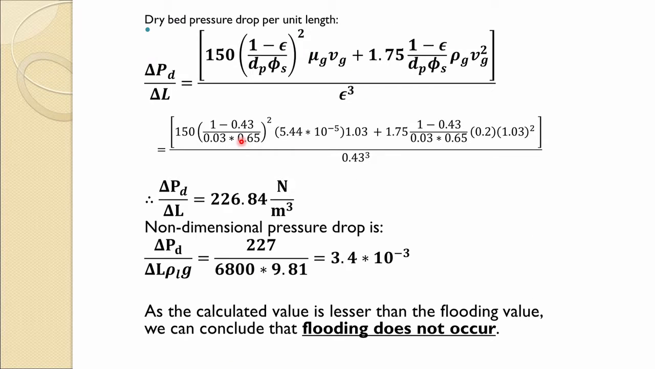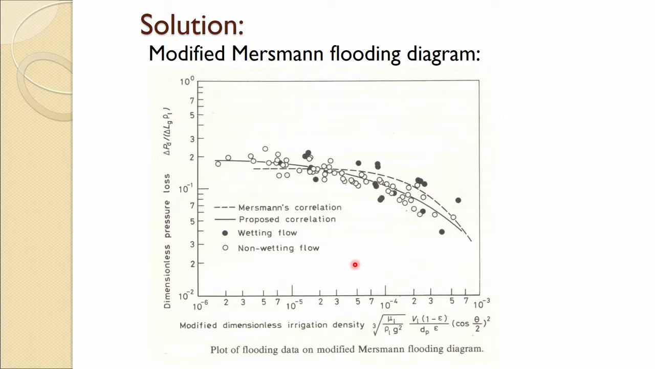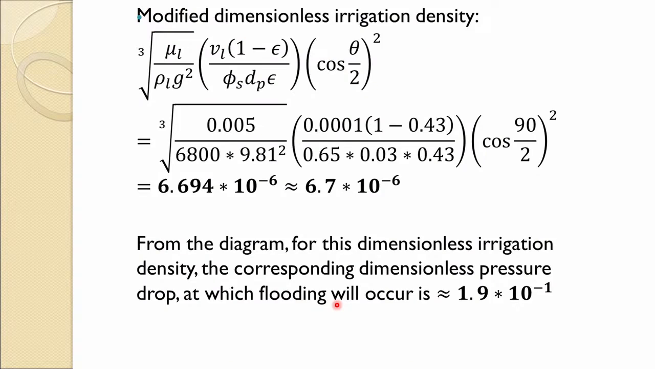But our calculation shows the pressure drop is 3.4 × 10^-3, which is really coming somewhere way below here. So, we are operating somewhere here, which is quite below the flooding limit, and we are very safe in that case to operate the process under this operating condition.